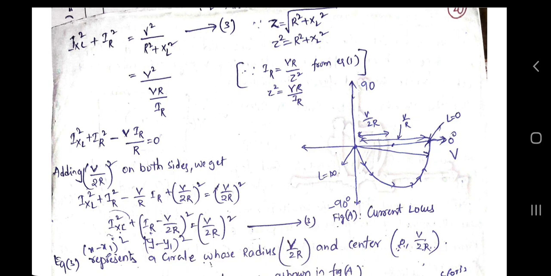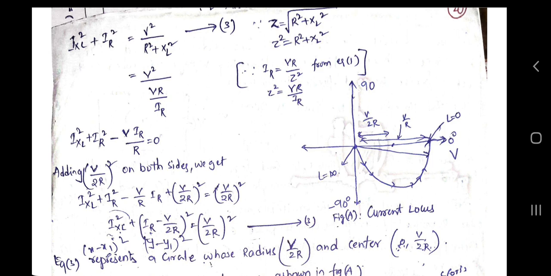We already know that Z is equal to root over R square plus X square. So R square plus XL square is equal to Z square. Now, instead of that, you may apply the Z square in the denominator side, then V square by the VR by IR, that is called ZR, or Z square, whatever it may be here. So now we take I XL square plus I R square minus V I R by R, which is equal to 0.